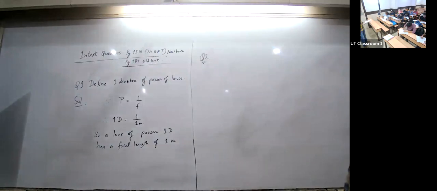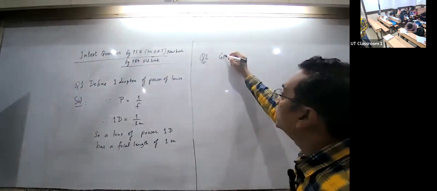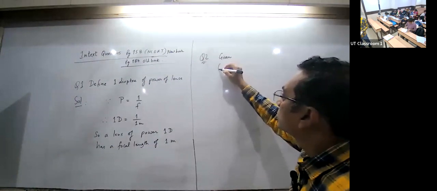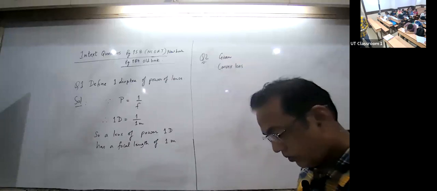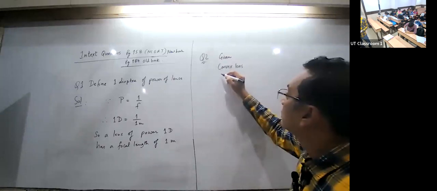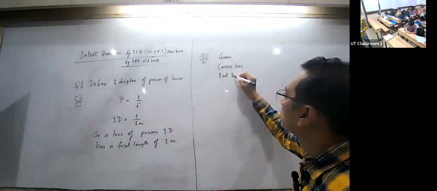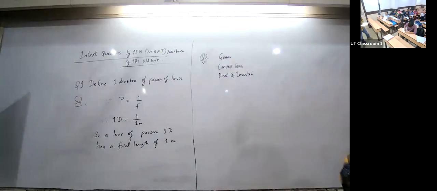So who wants to attempt the second question? Write down the given data. What is given? It is a convex lens. And what is the image type? Real and inverted. Right? If it is real and inverted, that means the object must be placed beyond focus. Always beyond focus.